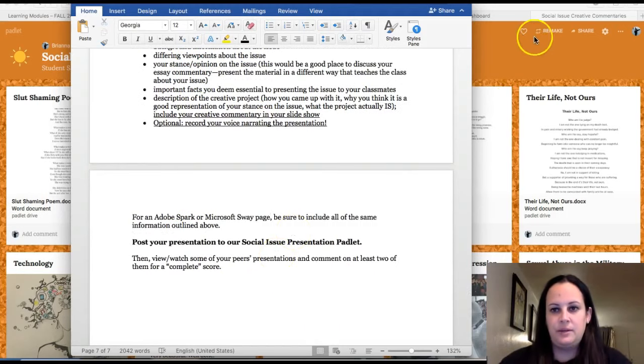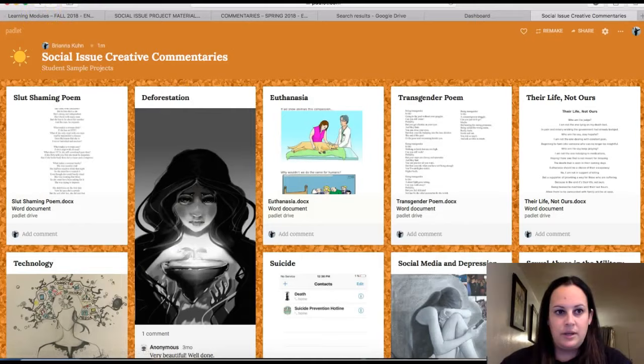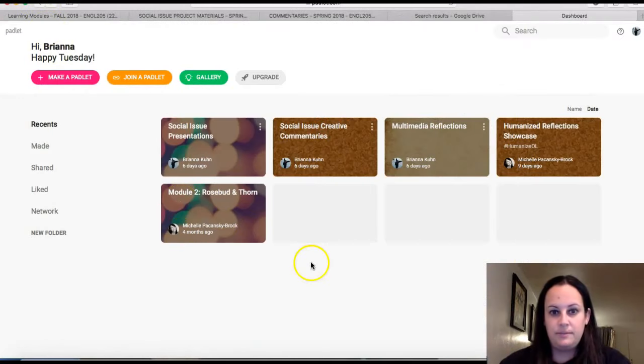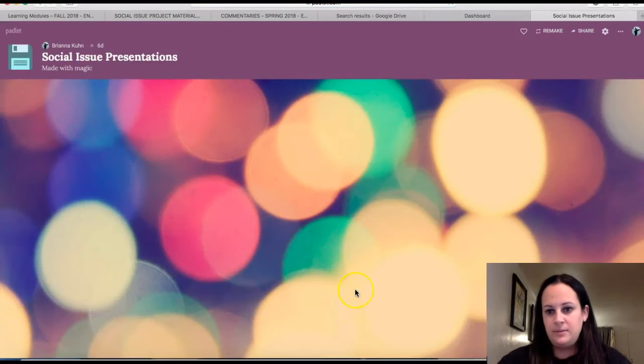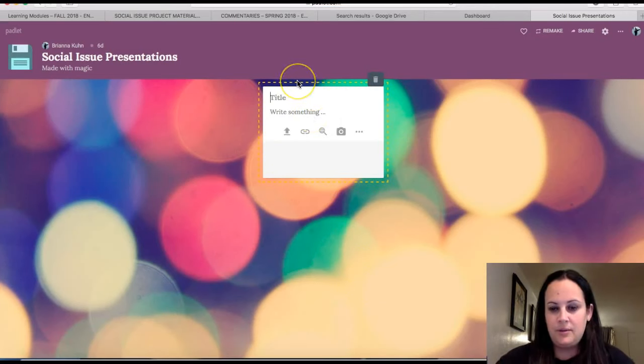And let me take you now to our presentation Padlet, which is right here. This one has the bubbles behind it. This one's blank. So when you're ready, again, just double click on the bubbles and you're going to post it the same exact way that you did your creative commentary. And then you are going to read through or watch a bunch of your peers' presentations and then comment on 2 of them. And that is basically our entire social issue unit.